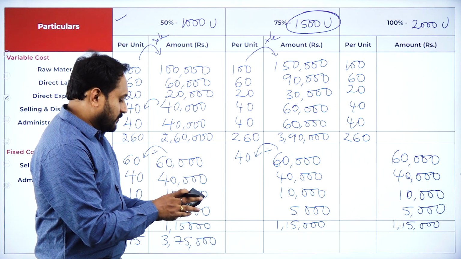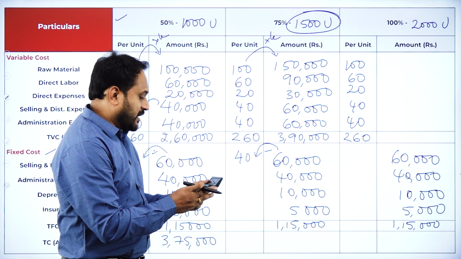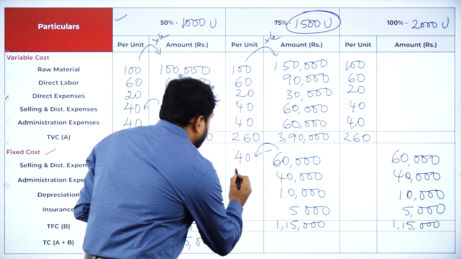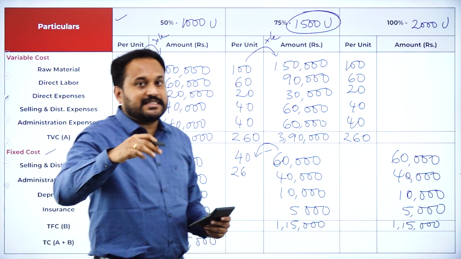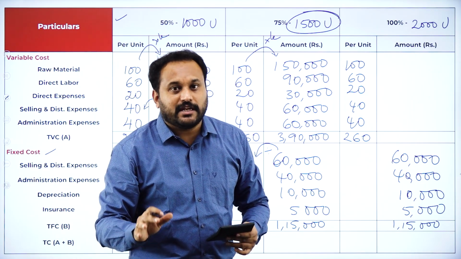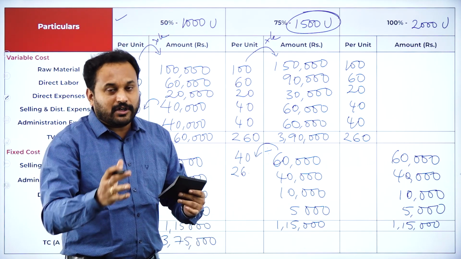Now 40,000 divided by 1,500 is equal to, now here please be very clear, 26.66666 is what you people will actually get. But what you are supposed to do is, please don't take a round off.